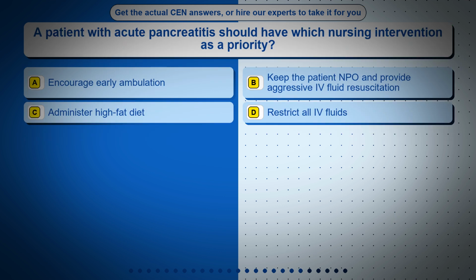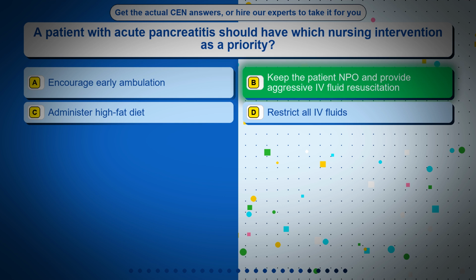A patient with acute pancreatitis should have which nursing intervention as a priority? Option A, encourage early ambulation. Option B, keep the patient NPO and provide aggressive IV fluid resuscitation. Option C, administer high-fat diet. Option D, restrict all IV fluids. The correct answer is option B, keep the patient NPO and provide aggressive IV fluid resuscitation.